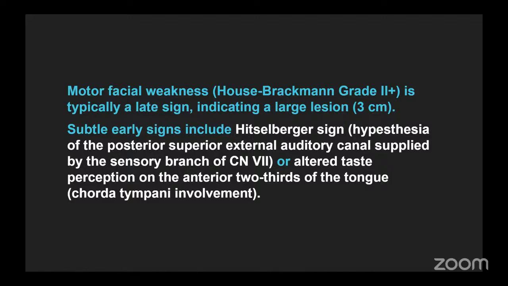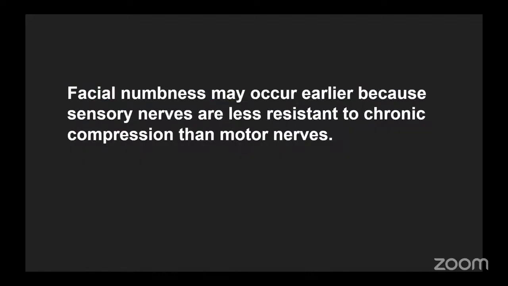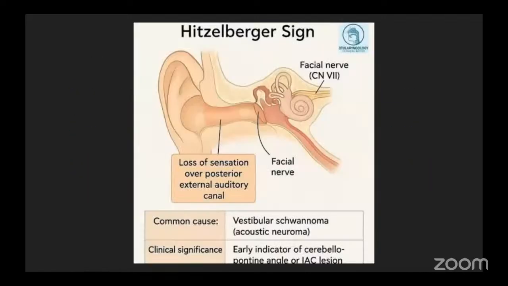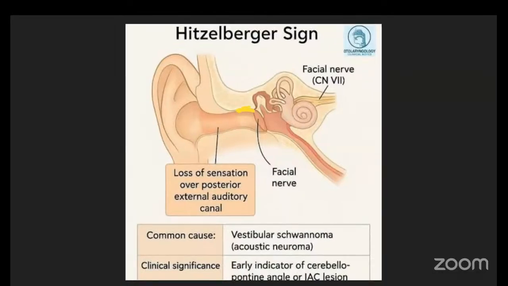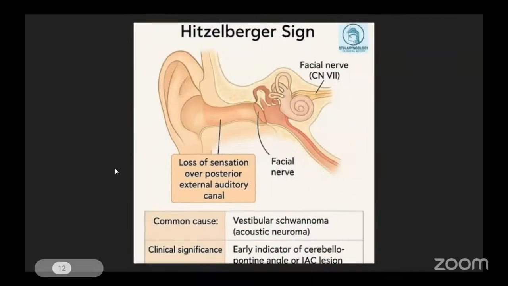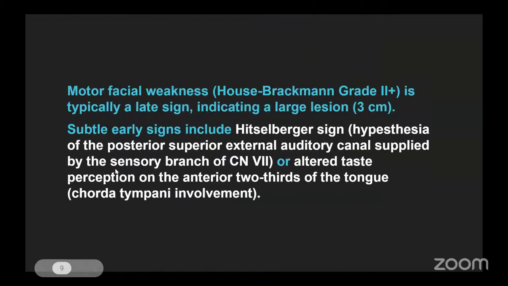Rest of the signs would include the Hitselberger sign. Let me see if I have a picture here. So when I say posterior superior, this is what I mean. This is the portion which is going to get anesthetized while the patient has compression in the CPA. It's a very sensitive sign in diagnosing a lesion. Why is that? Because the posterior superior external auditory canal is supplied by the sensory branch of the facial nerve.